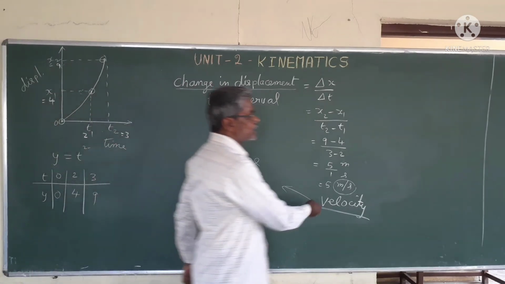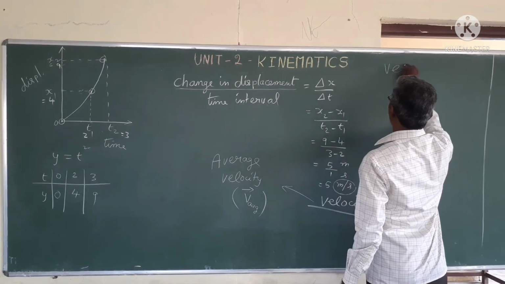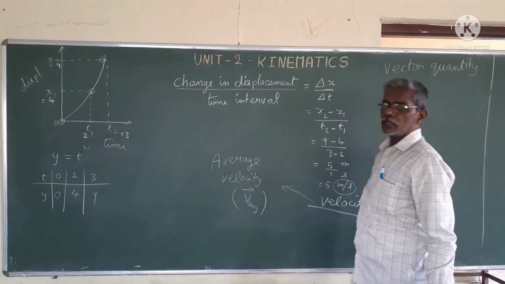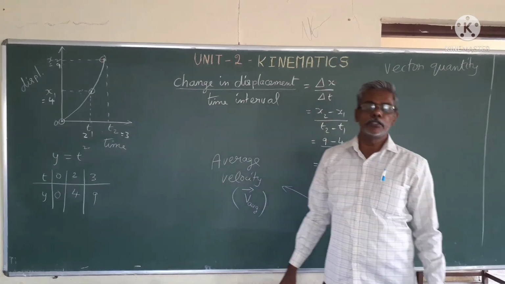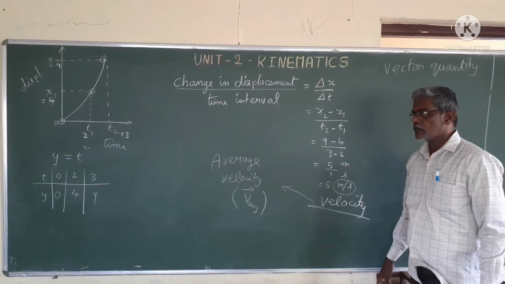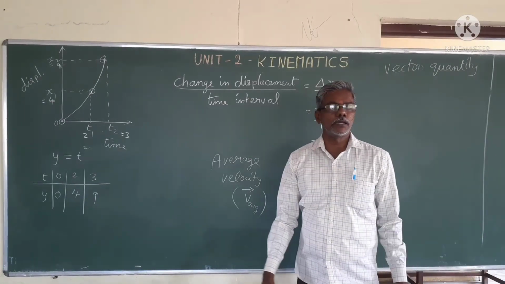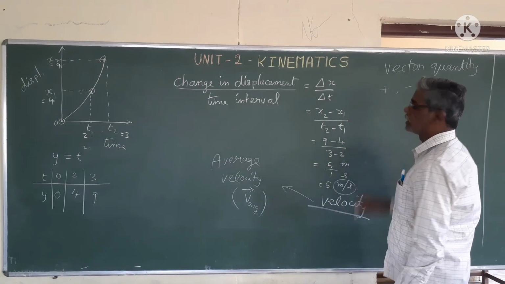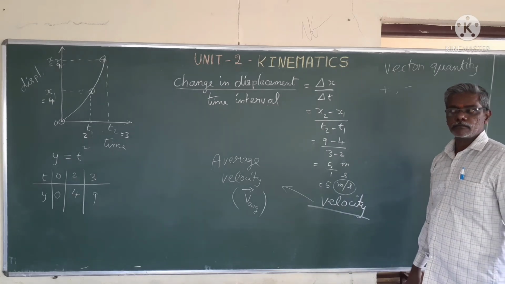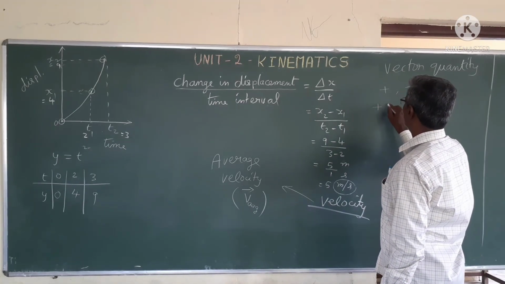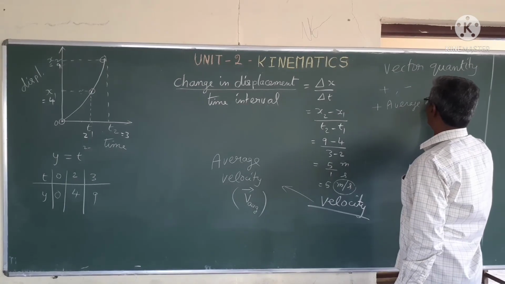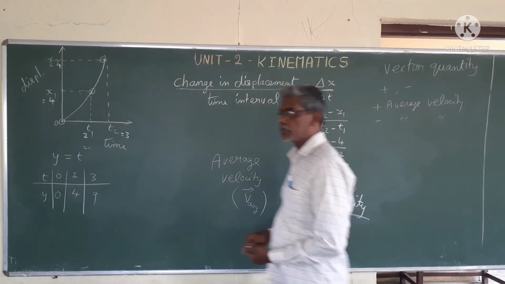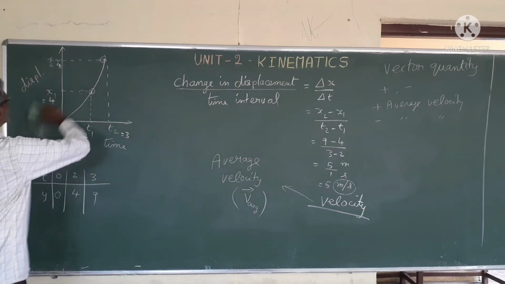So we know that velocity is a vector quantity. Vector quantity means it has both magnitude as well as direction. Since we are discussing motion in one dimension, there will be only two directions. One is positive direction, the other one is negative direction. So I can call it positive average velocity and negative average velocity. Clear?